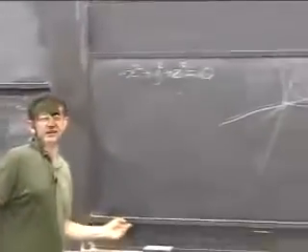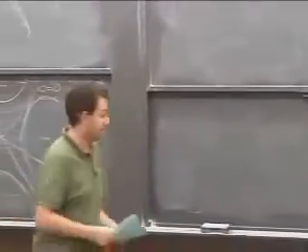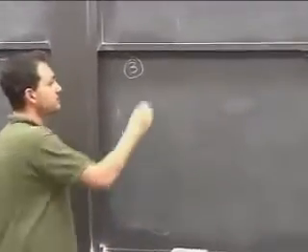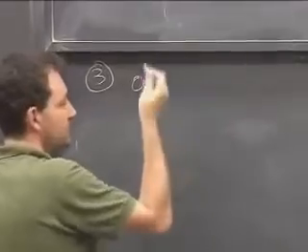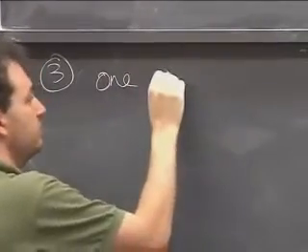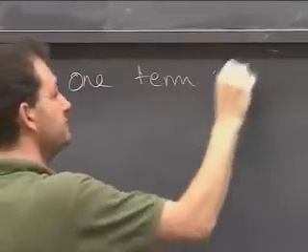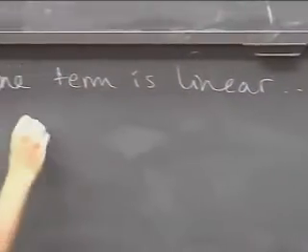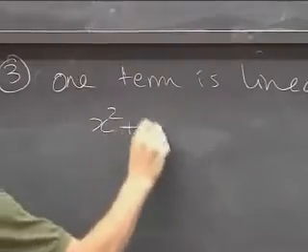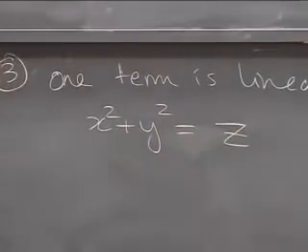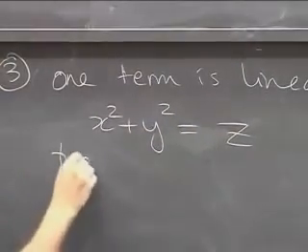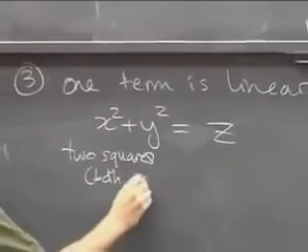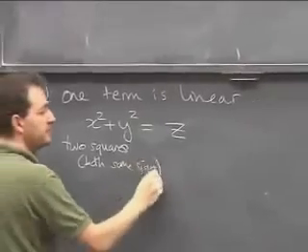the whole picture. Now, I've only really got a minute or two, so the third type is where one of the terms is linear, and I just kind of want to show you this, and that's all I have time for. So one term is linear. As an example, the prototype example would be something like this: x squared plus y squared equals z. So it's two squares, both positive, or both the same sign, but not a square.